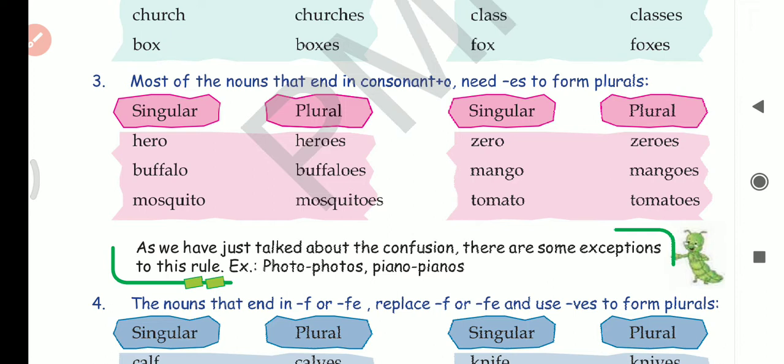So I hope students you know what are consonants and what are vowels. There are 5 vowels, a, e, i, o, u, and the remaining alphabets other than vowels are called consonants. For example, b, c, d, f, g, h, j, k, these are consonants.